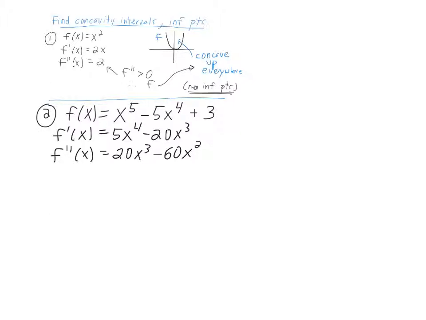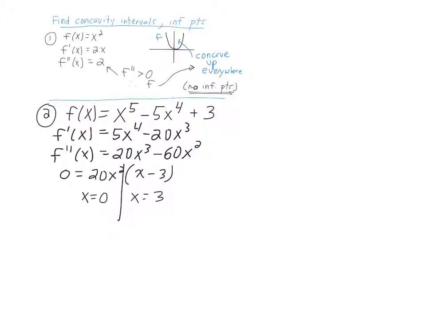Okay, just like we did with the first derivative test, we're going to take our second derivative and set it equal to 0, and we're going to solve. Well, I can take out a GCF of 20x squared. I'm left with x minus 3. And from there, when I set each of these factors equal to 0 and solve, I'm going to get x equals 0 and x equals 3.